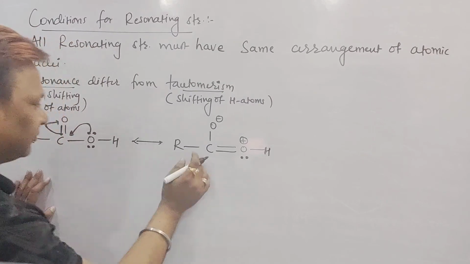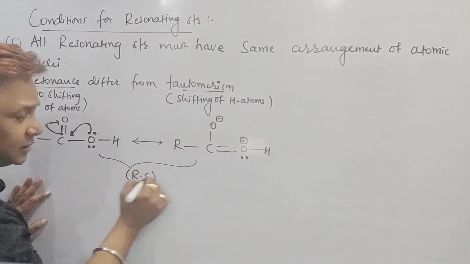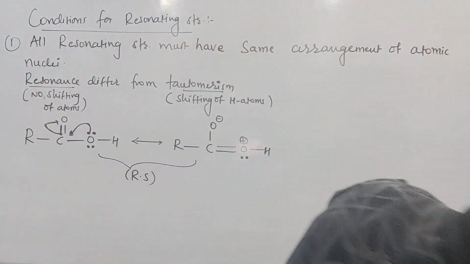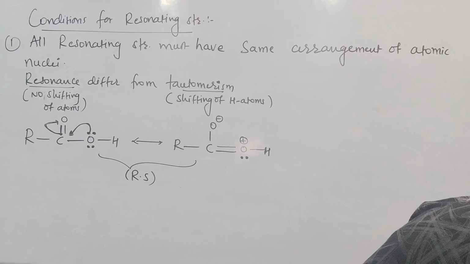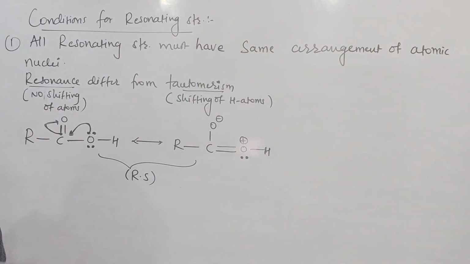So these will be called as what? Resonance structures or resonating structures. RS is called as what? Resonating structures. Right? This is the first condition I have given for you. Second, beta, the resonating structures whatever we are going to draw, they must have the same number of paired and unpaired electrons. This is the first point.